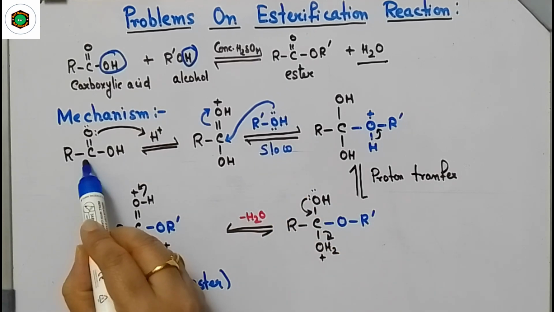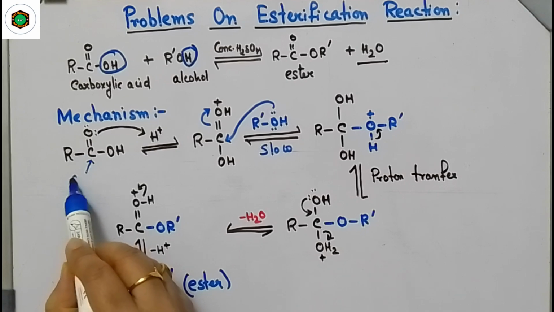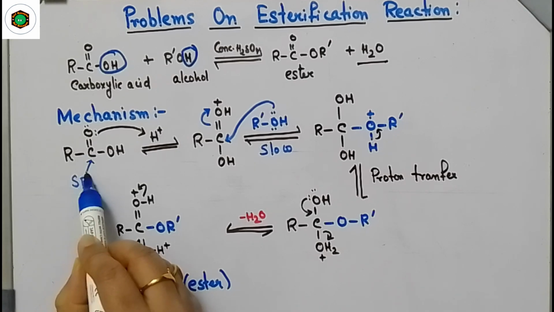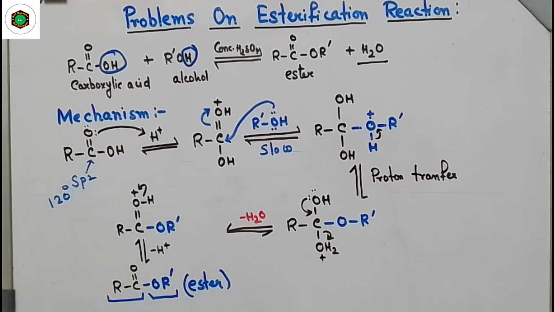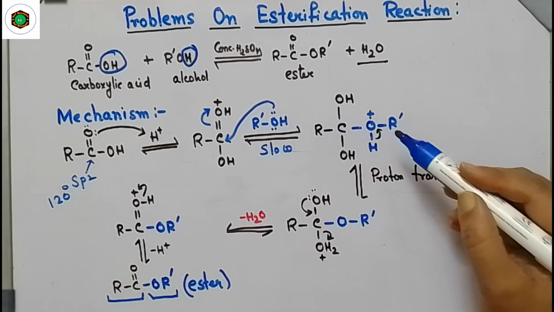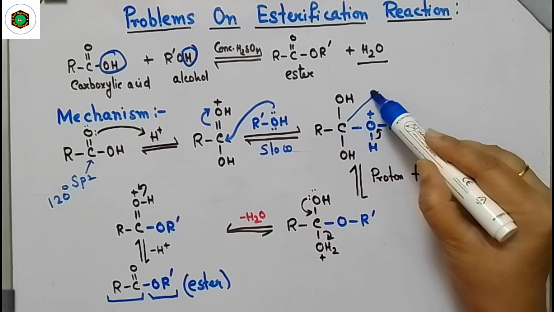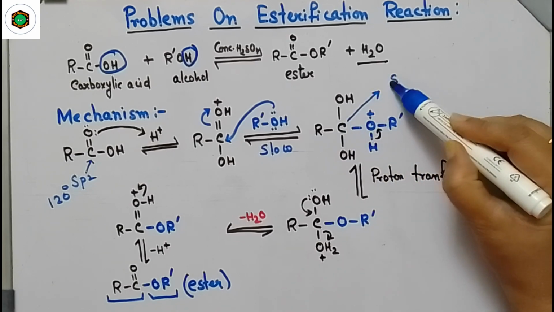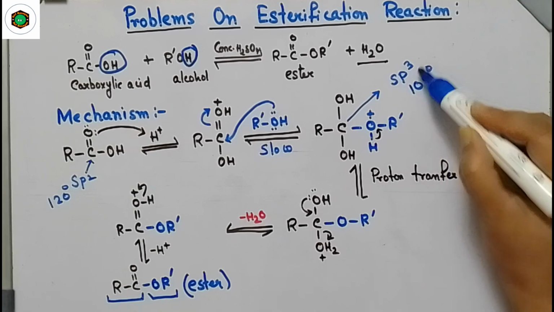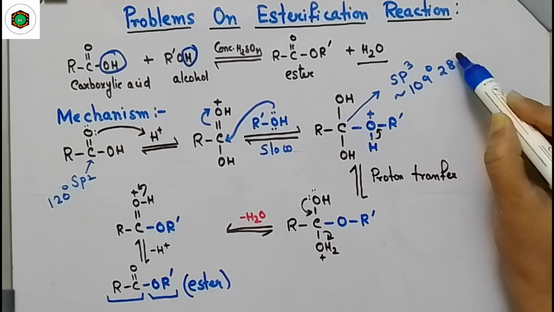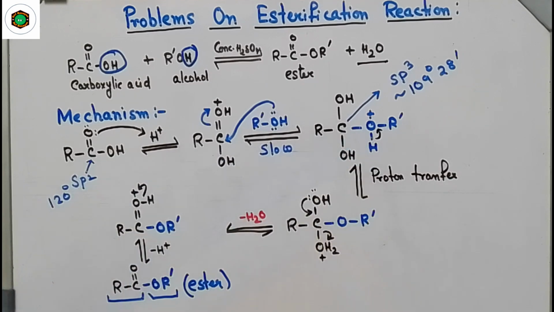Now in the substrate, see this carbon is sp2 hybridized. Means here bond angle is 120 degree. Now after the rate determining step, we are getting here sp3 hybridized carbon, means tetrahedral carbon. Here bond angle is around 109 degree 28 minute. So steric crowding is increasing.